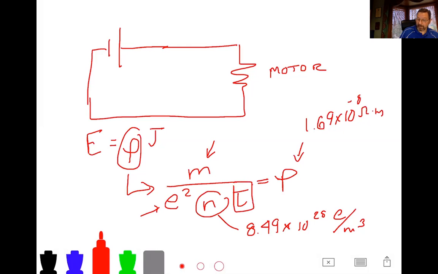Tau is a time constant. It's the time between collisions. And so that's all you're doing on this one. The thing to pay attention to, I think, are units, right? This is an ohm meter. That's a mass in kilograms. You got to make sure your units come out right, and they will. Does that answer your question? Yeah, that's actually really good.